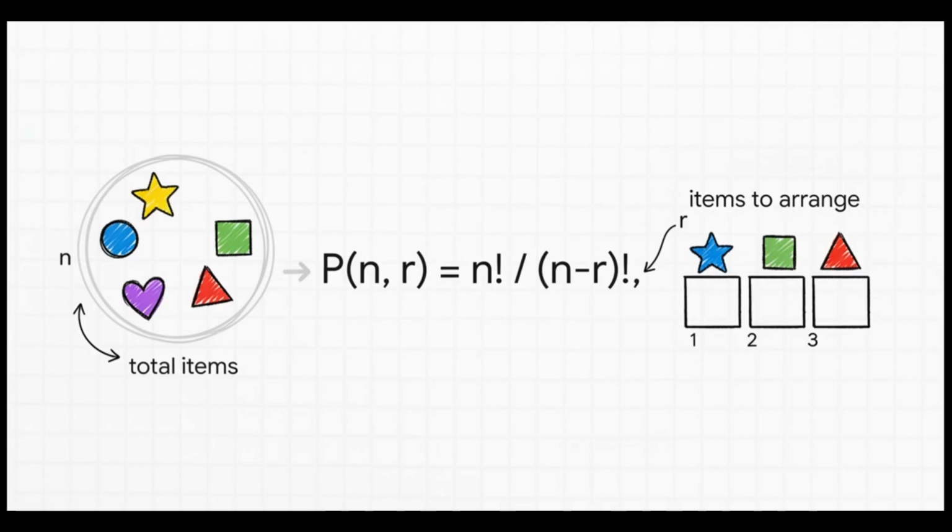Now, don't let this formula on the slide scare you off. It's just a tool we use to make the counting easier. N is simply the total number of things you have to choose from, and R is how many of them you're actually picking and arranging. Think of it as just a neat little shortcut for counting all those ordered possibilities.